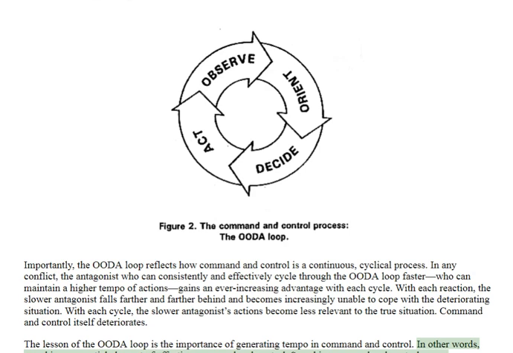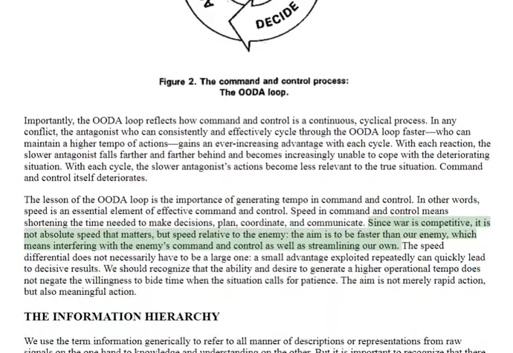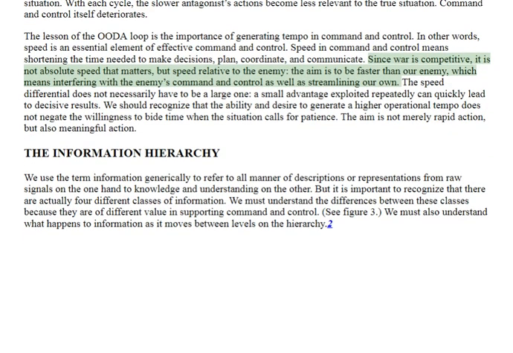Speed in command and control means shortening the time needed to make decisions, plan, coordinate, and communicate. Since war is competitive, it is not absolute speed that matters, but speed relative to the enemy. The aim is to be faster than our enemy, which means interfering with the enemy's command and control as well as streamlining our own. The speed differential does not necessarily have to be a large one. A small advantage exploited repeatedly can quickly lead to decisive results.